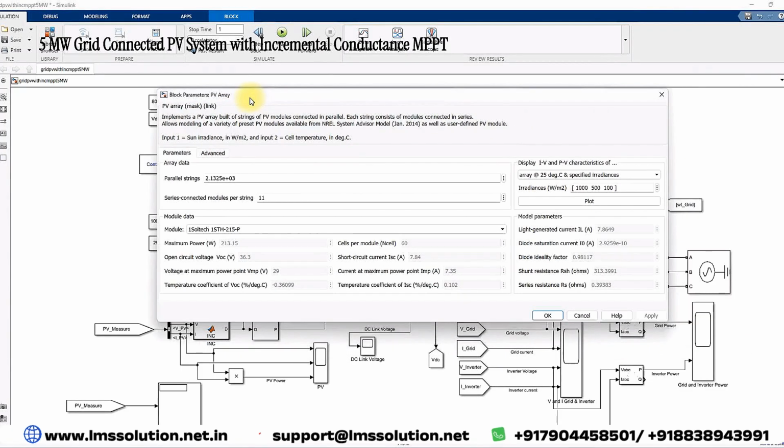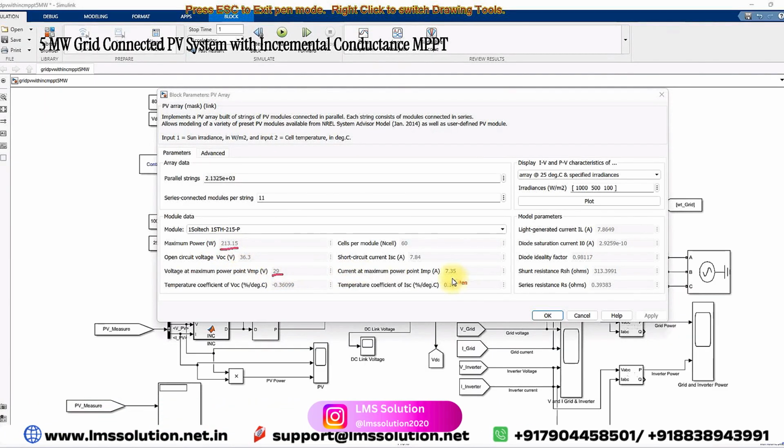Here you can see that the PV array has 11 modules connected in series, and 2.1325 into 10 power 3 parallel strings. Each panel, that means the single panel rating, is 213.15 watts. Voltage at maximum power point is 29 volt. The current at maximum power point is 7.35 amps. And open circuit voltage is 36.3 and the short circuit current is 7.84 amps.